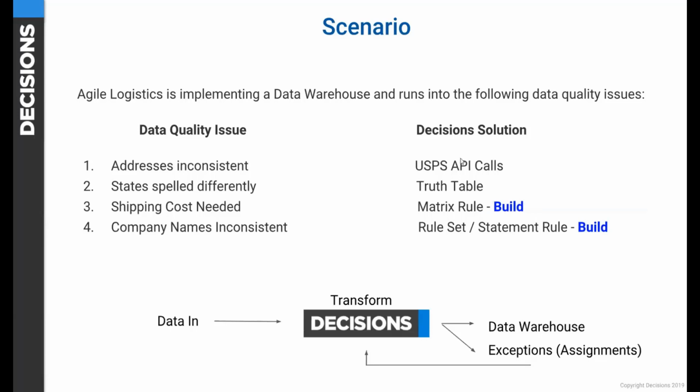The first 2 examples are a little more complicated. We're going to walk through how they're done. For this 3rd example, we're going to build a matrix rule to do that shipping cost calculation and include it into the data flow. And then finally, another common use case is where you have inconsistent company names.